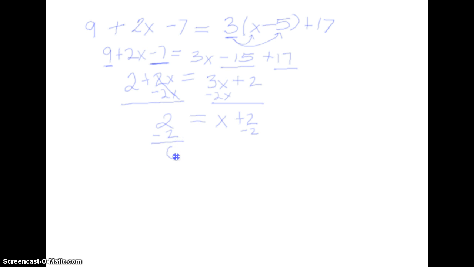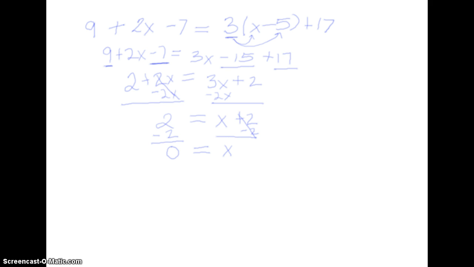2 minus 2 is 0. I do have to write that 0 because I need a placeholder on the left side of my equation. And on the right hand side, 2 minus 2 is 0, and so I have x equals 0. Now there is a temptation to think that this means that there's no solution or that there's all real numbers, but that's not the case. The actual answer is that 0 solves this equation.